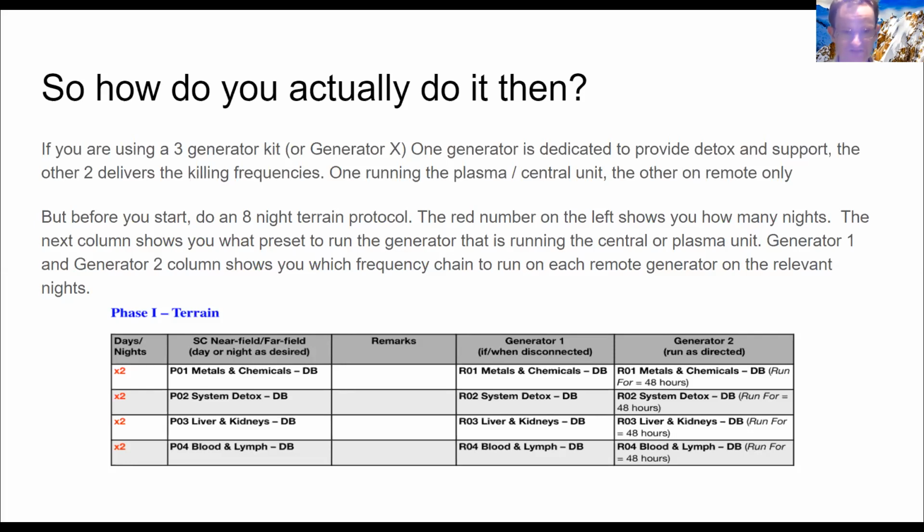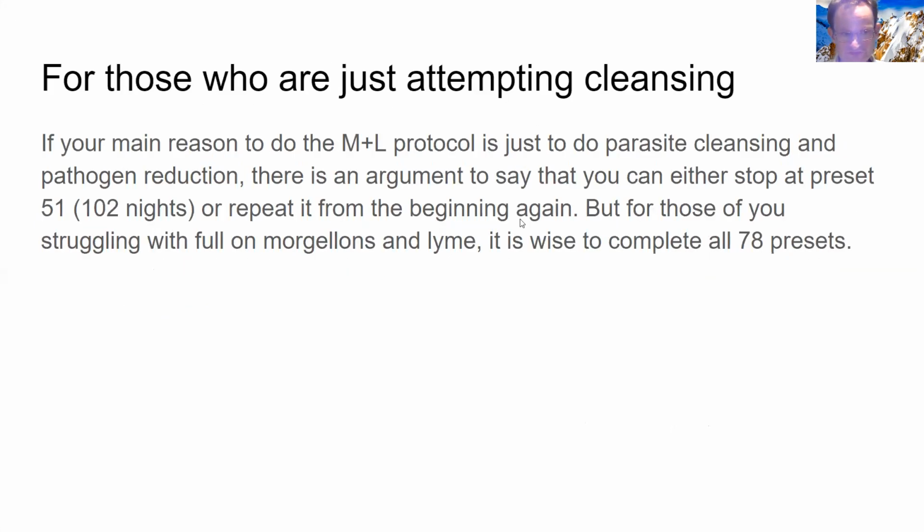Okay, gotcha. Now, as I say, if you're just attempting to get your body cleaner and you're not actually fighting Morgellons and Lyme, you're just trying to get well and remove some of the gunk in your body, you can stop at preset number 51, which on this 3 generator method will be 102 nights. And then if you want to, go straight back to the beginning again.